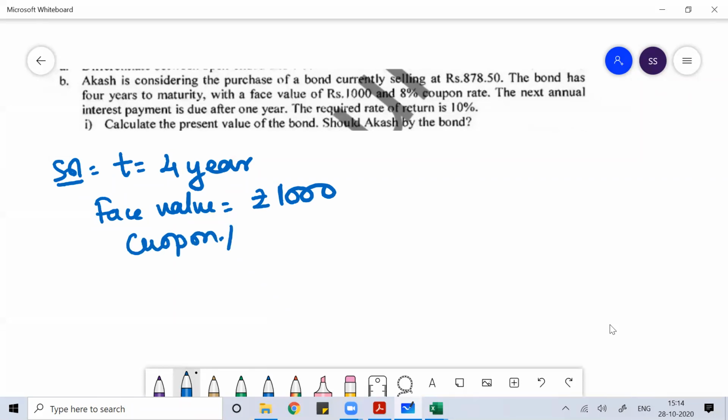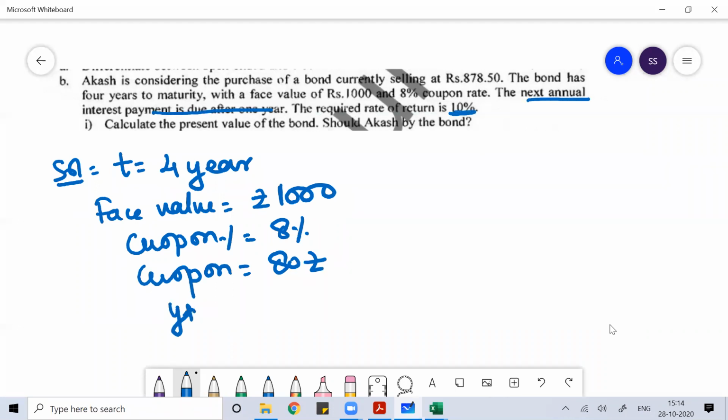The 8% coupon rate means the value of the coupon will be 80 rupees. Coupon is always calculated on face value. The face value is 1,000, the coupon percentage is given, so you can find the coupon value of 80. The next annual interest payment is due after 1 year, which means the coupon will be paid after 1 year, so the coupon is 80 only. The required rate of return is 10%, meaning YTM is 10%. Okay, you can see here the coupon is less than the YTM.